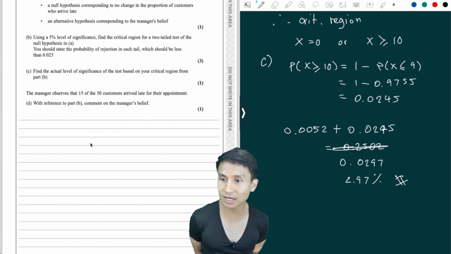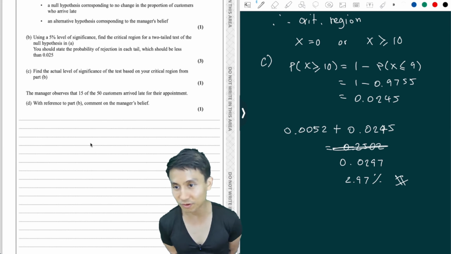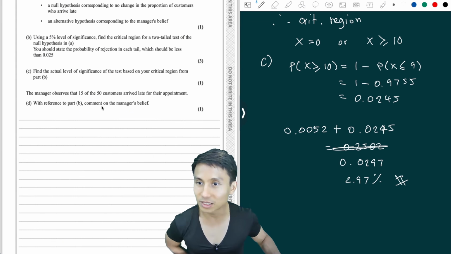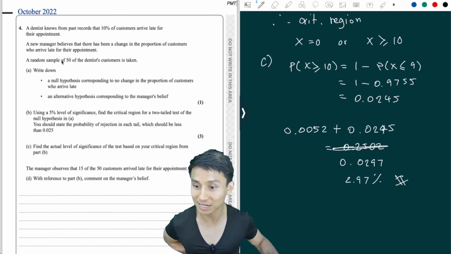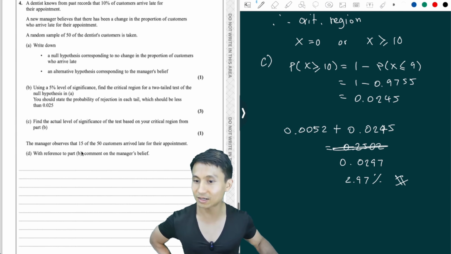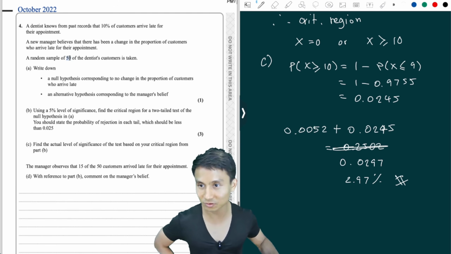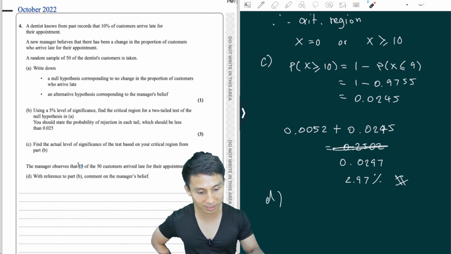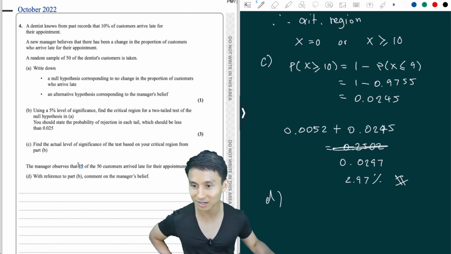Part D, the manager observes that 15 out of 50 customers arrived late for their appointment. With reference to part B, comment on the manager's belief, right? So the manager's belief was that there is a change in the proportion of customers arriving late. And 15 customers arriving late out of 50 is the same number of trials, so we are fine. If we look at our critical region in the earlier part, 15 is quite greater than 10.